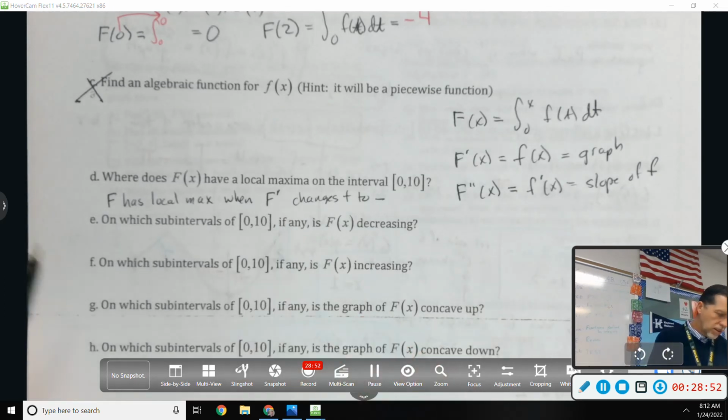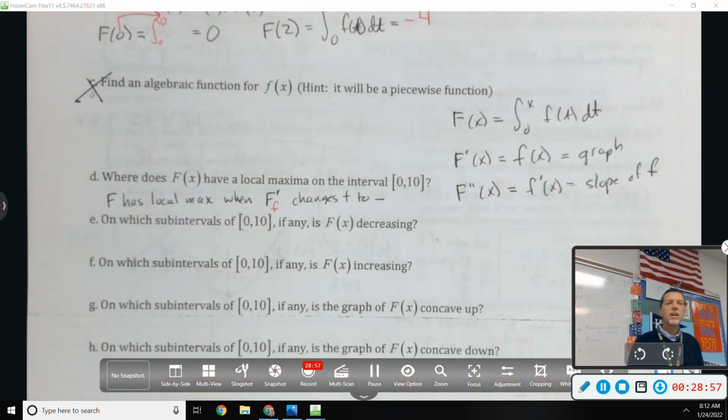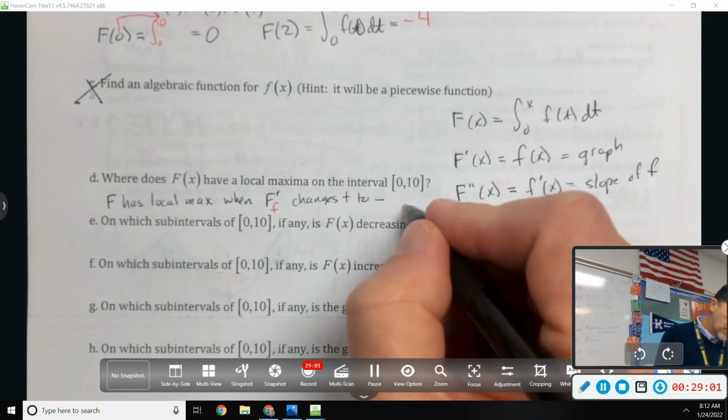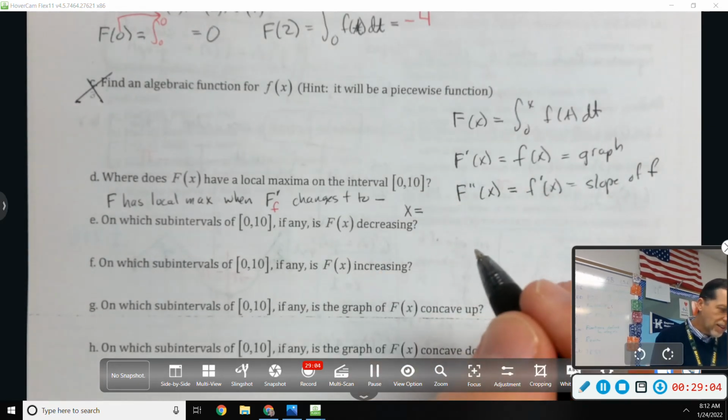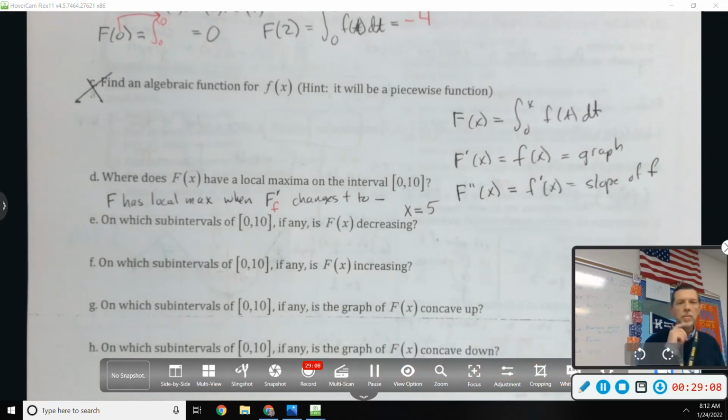So I want to know where little f changes positive to negative. So that would be at x equals 5, and that'd be the only place. Okay, we've done that one before. What we haven't done is E through H.